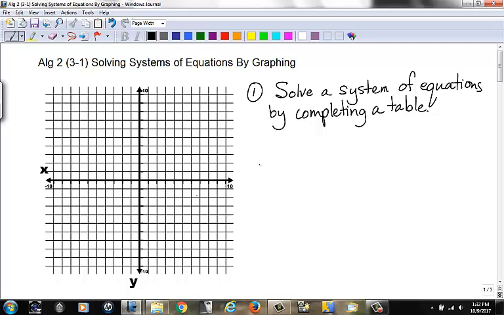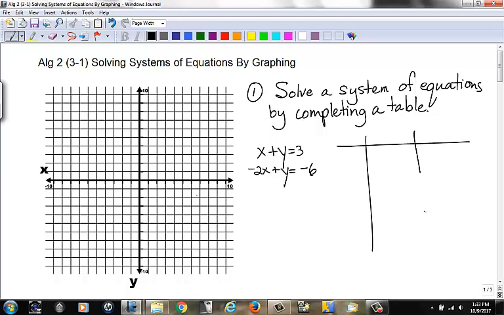And remember, I showed you how you can create a table on the calculator. You can do that too. Okay, so let's look at two equations. Let's say they do x plus y equals 3 and negative 2x plus y equals negative 6. And I'm going to put the tables together in this example.